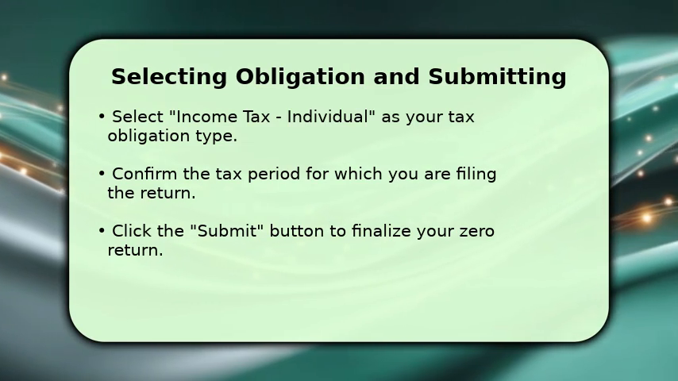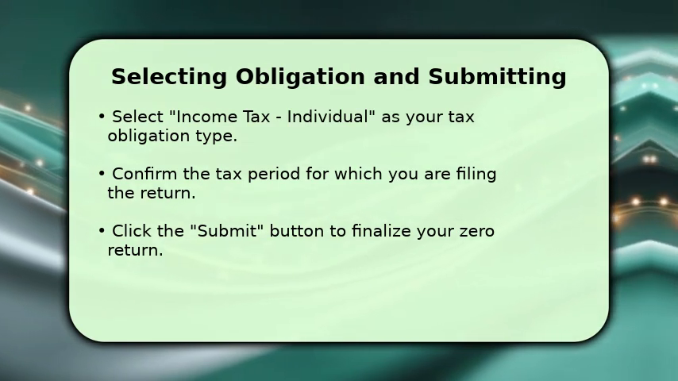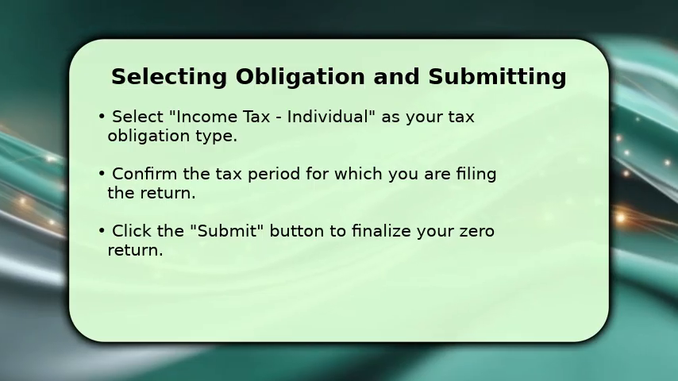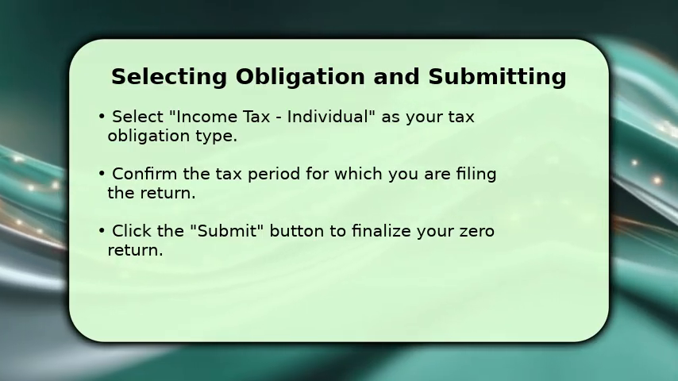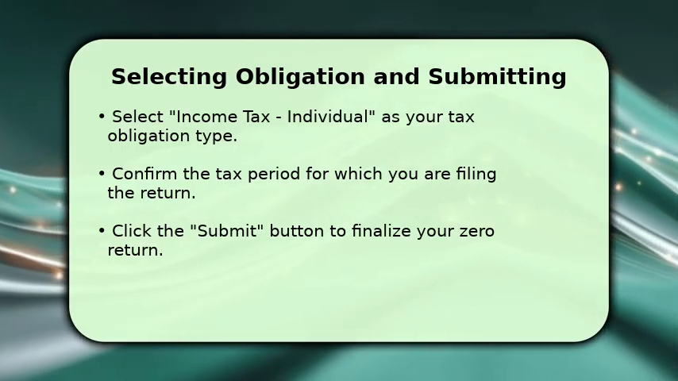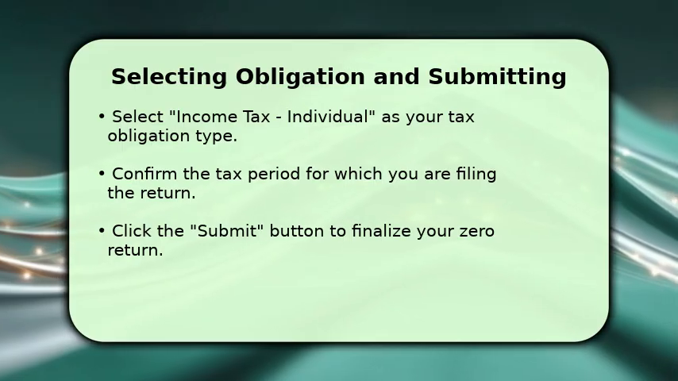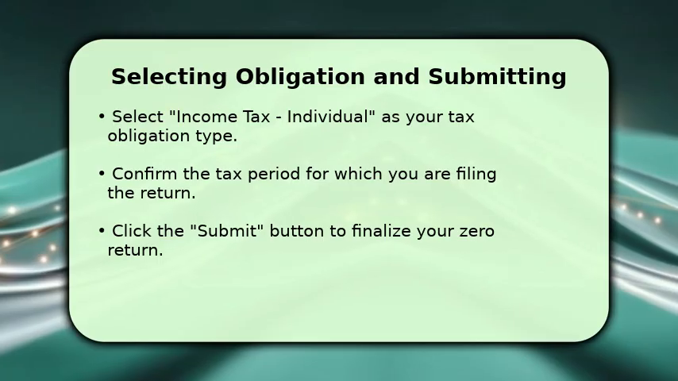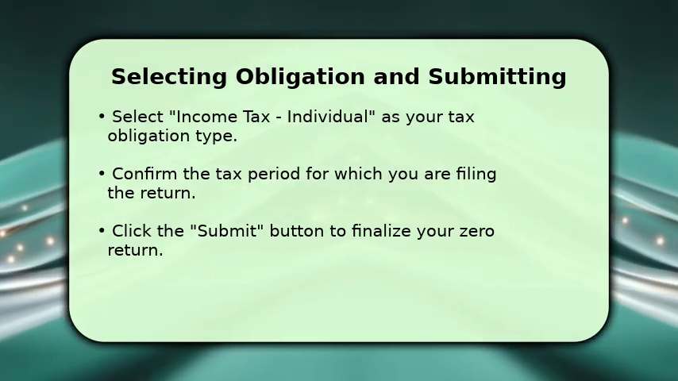Next, you will be prompted to select the tax obligation type. Choose Income Tax Individual from the available options. The system will automatically populate the tax period, which you should verify for accuracy. After confirming these details, carefully click the Submit button. This action sends your zero return to KRA, marking a crucial step in your tax compliance journey. It is a quick process, typically taking less than 1 minute.